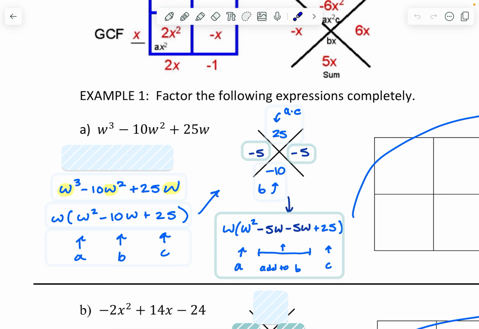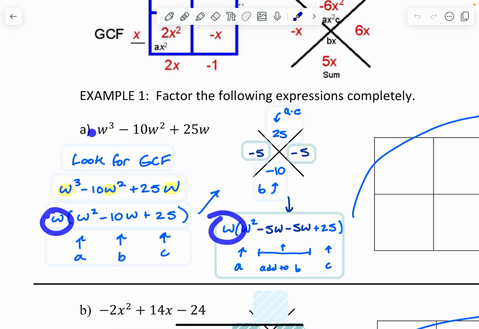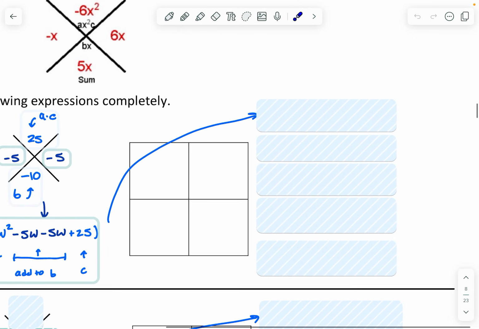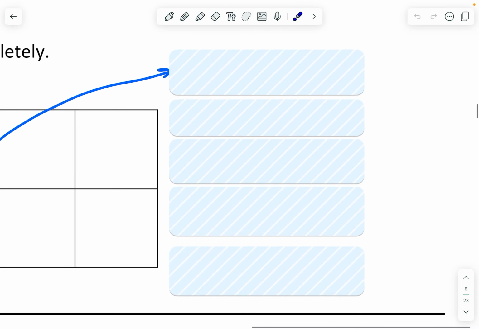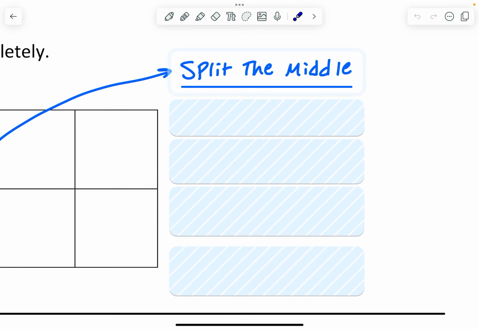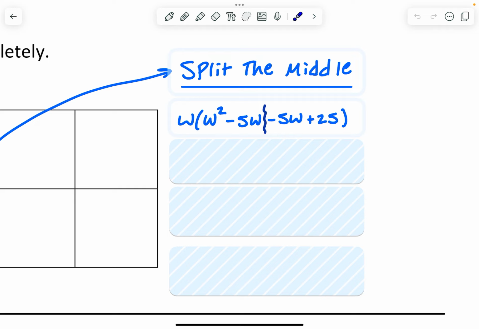Up until this point, the only thing that we've added so far is that we had to factor the GCF out first, and now it's just hanging out on the outside. Now, where are we going to go from here? We're going to skip over that box, and we're going to split the middle. Split that equation right down the middle. Again, see how that w just stays there. Don't lose it. It's just going to stay there.